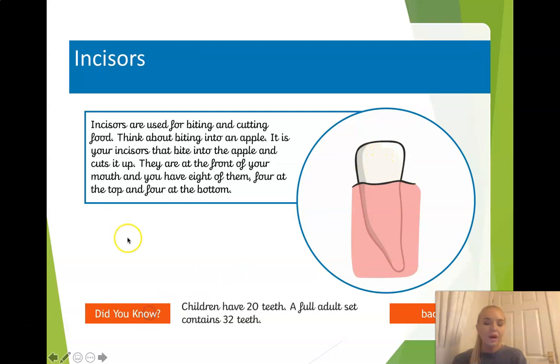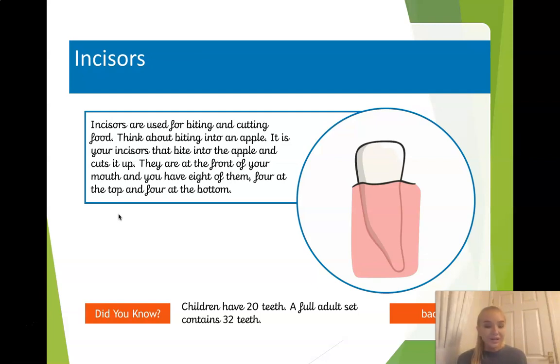Now, I wonder if you knew this. Children only have 20 teeth. These are called milk teeth, whereas a full adult set contains 32 teeth. So I have 32 teeth, but most of you will probably have 20 teeth, unless you've lost a few recently and the tooth fairy's been.